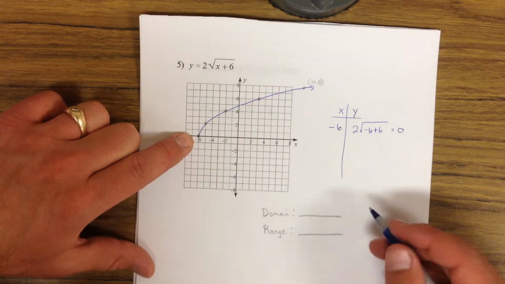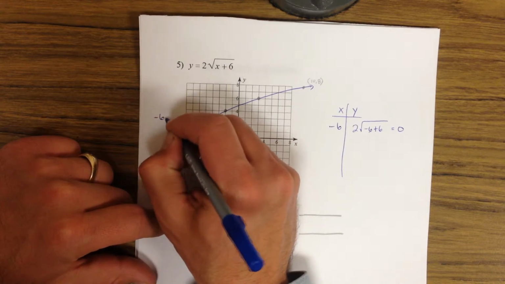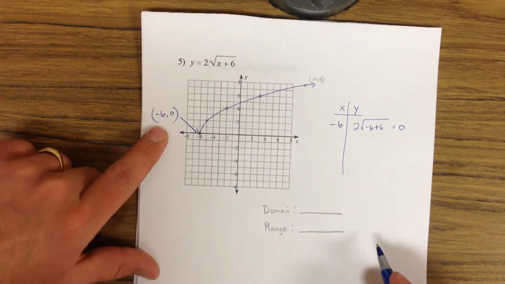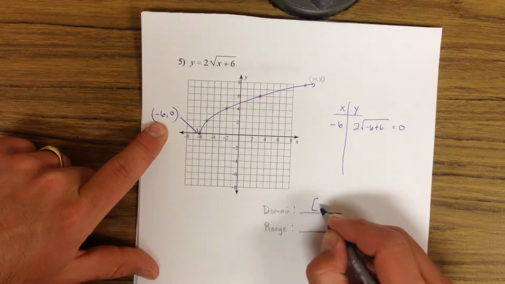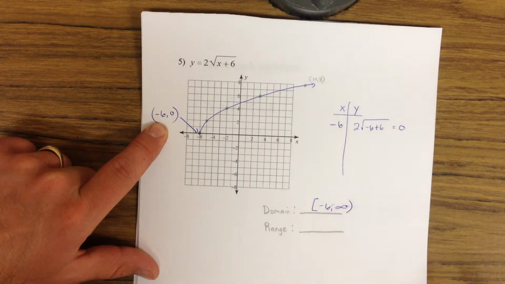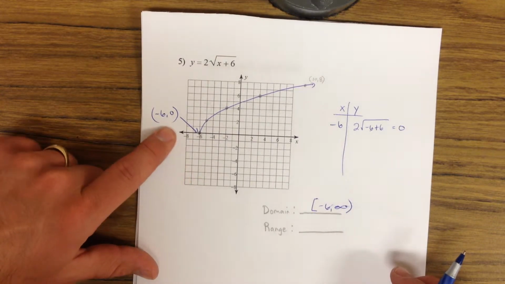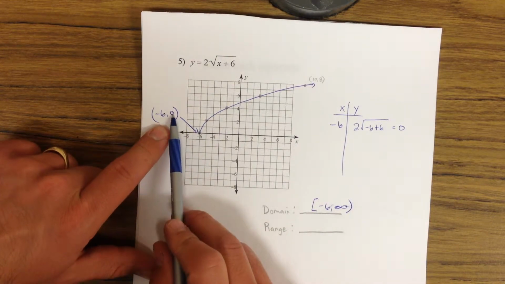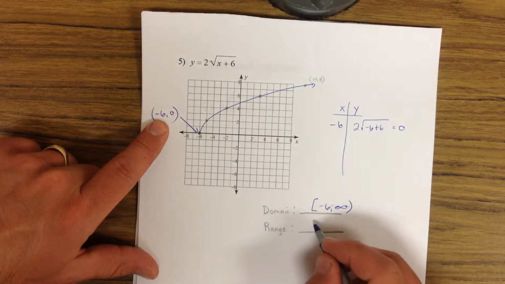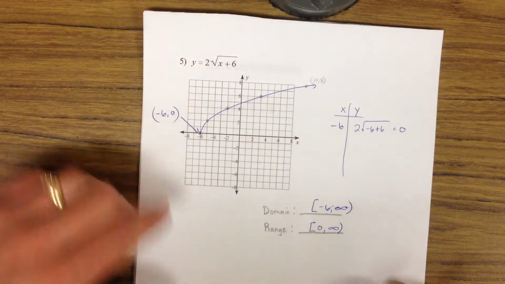Your domain, again, your starting point, this point right here, is (-6, 0). So it looks like that's my smallest x. My biggest x would go all the way to positive infinity. My range, my smallest y, looks like it starts at 0, and it goes up to positive infinity.